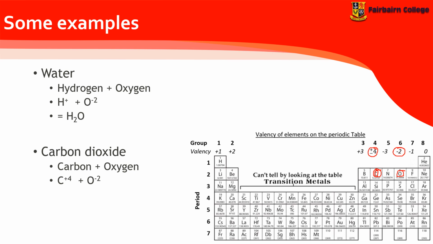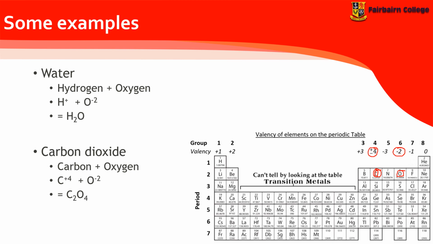Again, we take the 4 over to the oxygen and the 2 over to the carbon. And then we have C2O4. Now you might be thinking, oh, but this is not the carbon dioxide that I know. I know it to be CO2. That is because we still need to simplify this.